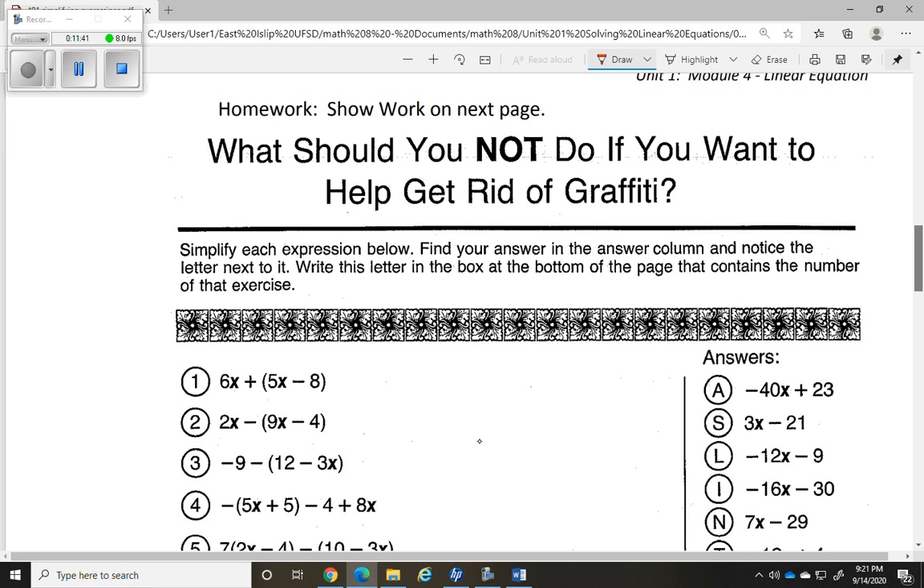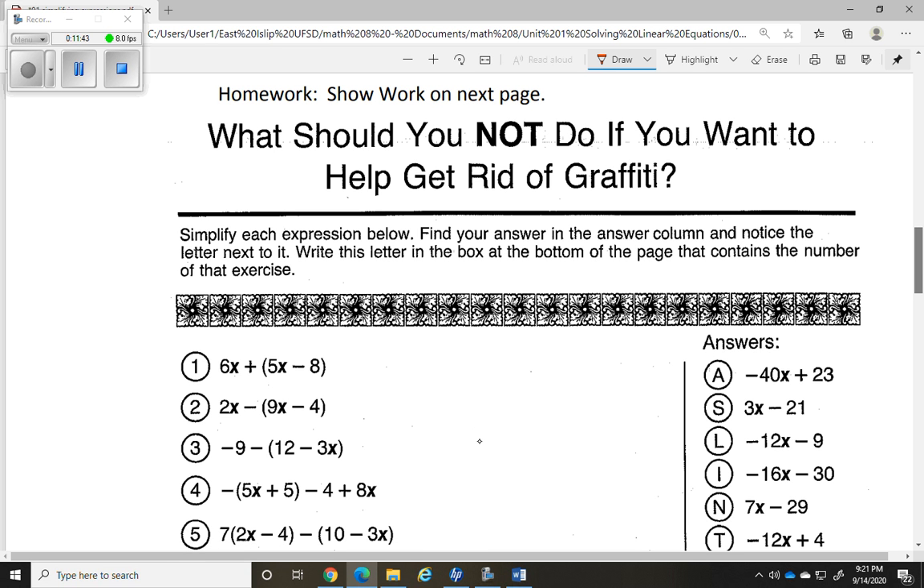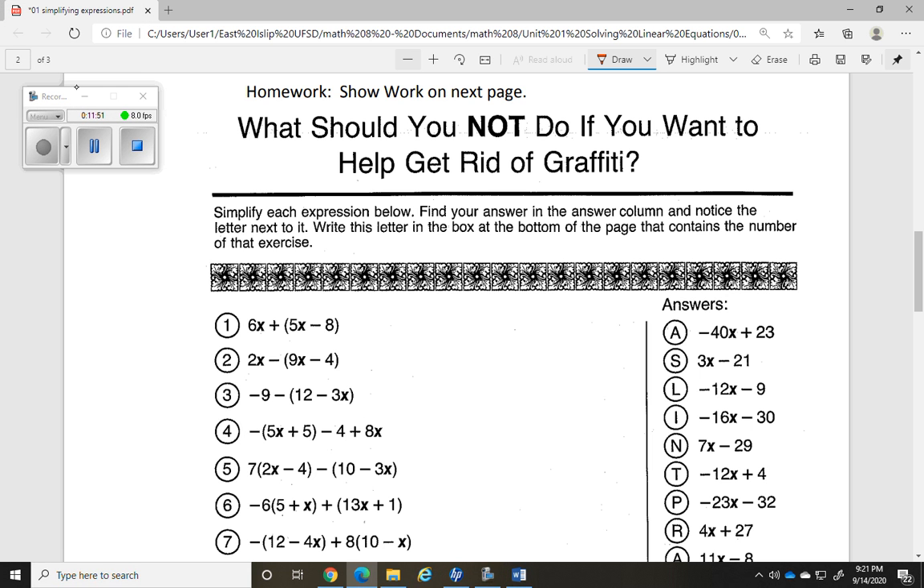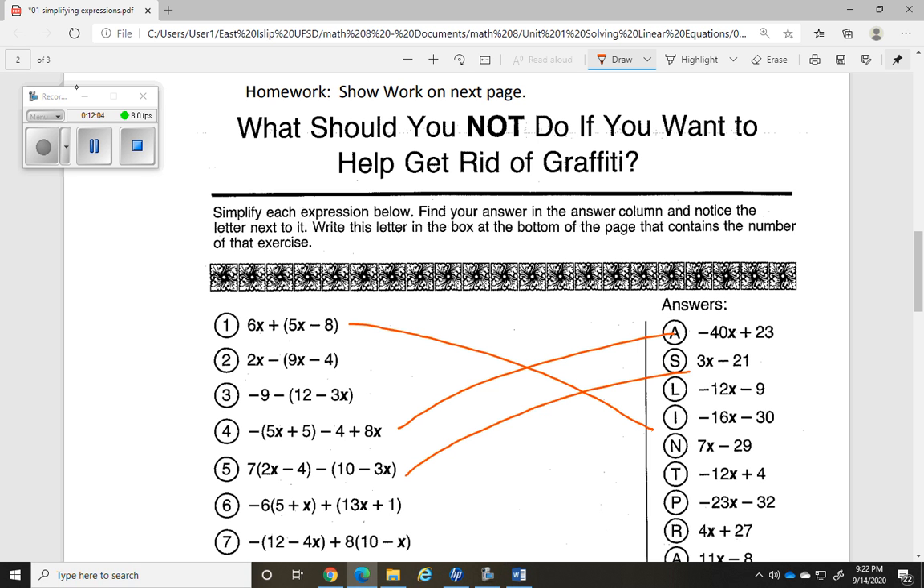This is your homework. I am going to be very specific right now. When we do riddle dittos like this one, we do not just write next to these O, A, L, I. I don't want just the letter answer. I also don't want you drawing lines like this. None of that is acceptable. In order to get credit for this, you have to do the math work.